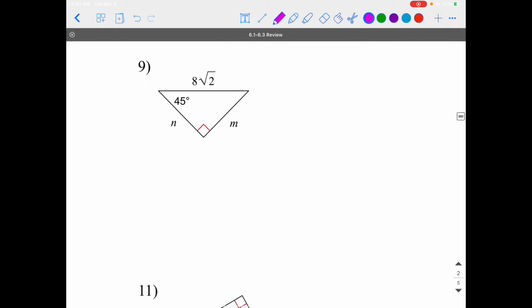Number 9, we're given the hypotenuse. So to find a leg, we divide by square root of 2. Those cancel, just leaving us with 8. And the legs are the same. They're both 8.